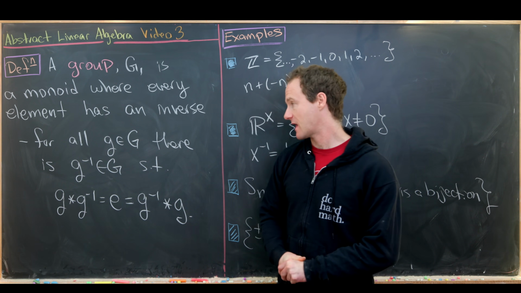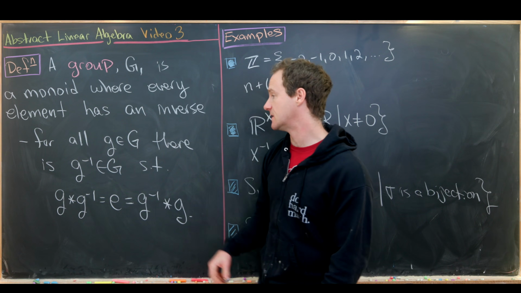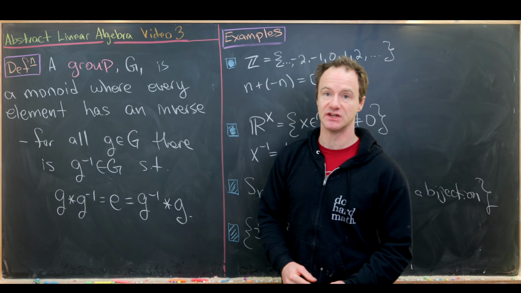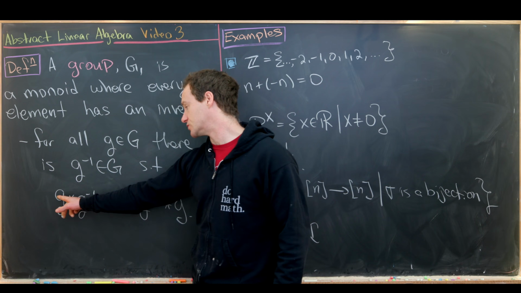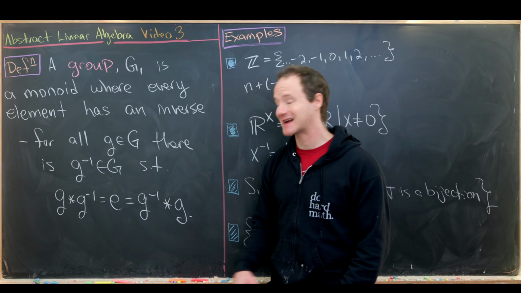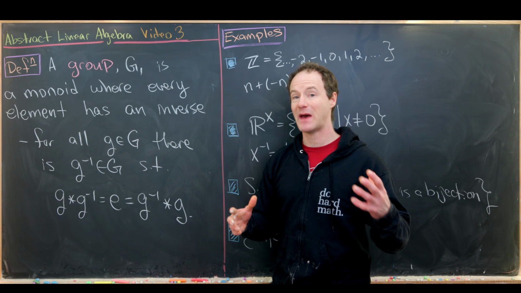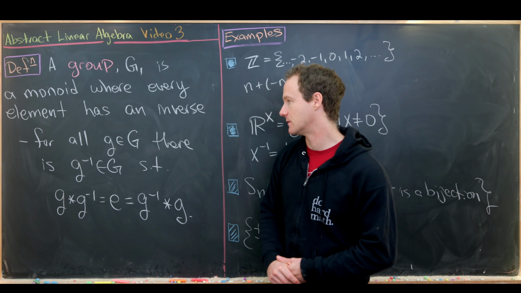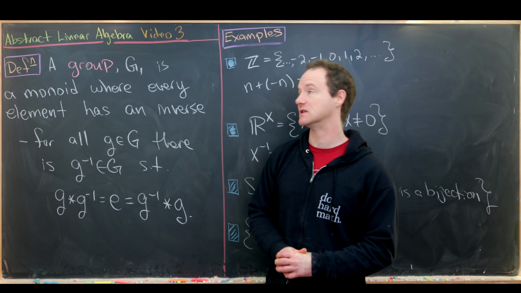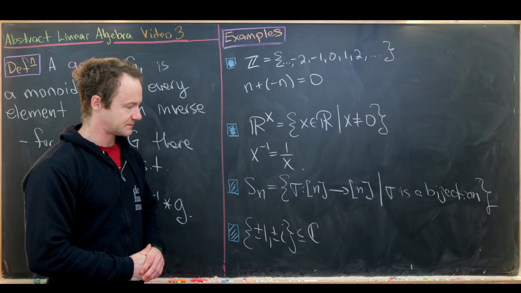So what do I mean by that? Well, I mean that for all little g in G, there exists something that I'll call g inverse in G, such that if you star g and g inverse in either order, you get back to the identity element. So an inverse is like a path back to the identity element. It doesn't make sense to talk about an inverse unless you have an identity in the first place. So let's look at some examples of groups.